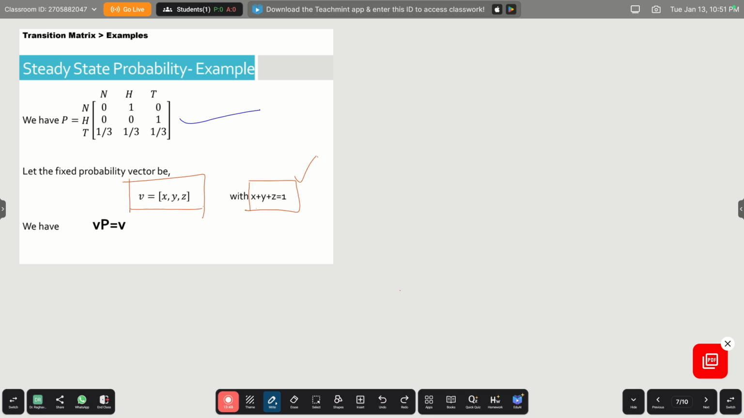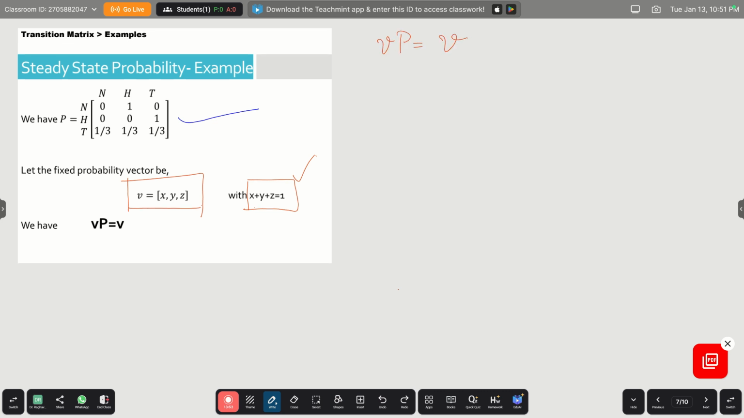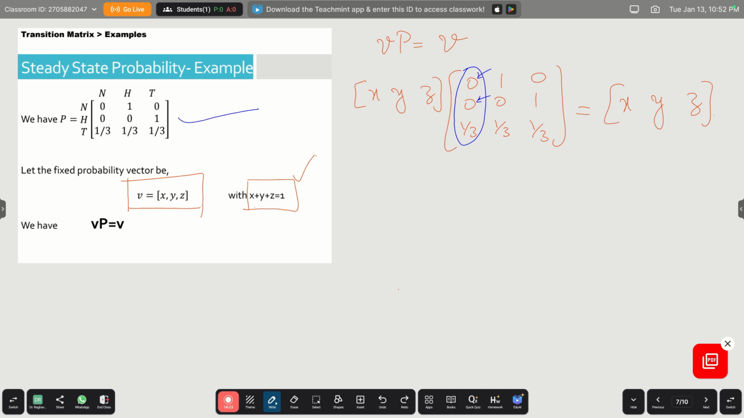So what I'll do, I'll take V into P is equal to V. V is x, y, z, and P is 0, 1, 0, 0, 0, 1, 1 by 3, 1 by 3, and 1 by 3. And right hand side, of course, it's just V, so it is x, y, and z. Now I'll multiply these two matrices. When I multiply with the first column, I'll not have any x because it's 0, I'll not have y, I'll have only z. So it is 0x plus 0y plus 1 by 3z.